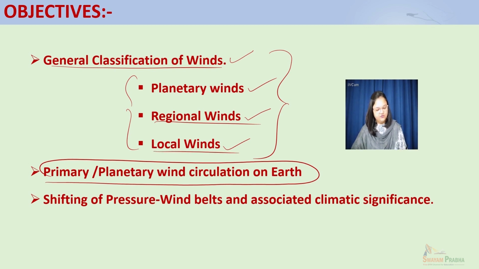And then finally, in this video lecture, we'll be discussing shifting of pressure and wind belts and associated climatic significance. How does the shifting of pressure and wind belts impact the climate at the local level, global level, or even at the regional level? So we will see their significance. So let's start with the general classification of winds now.